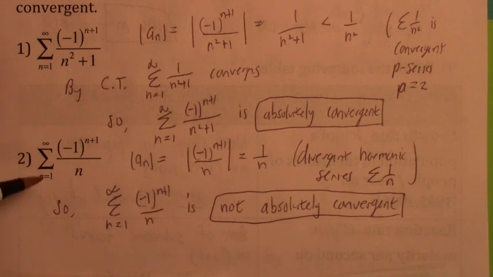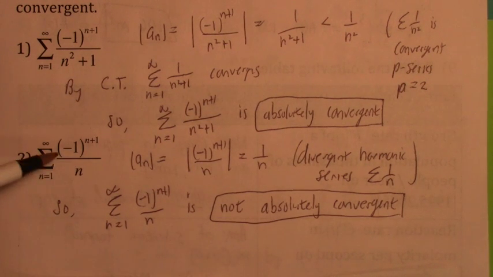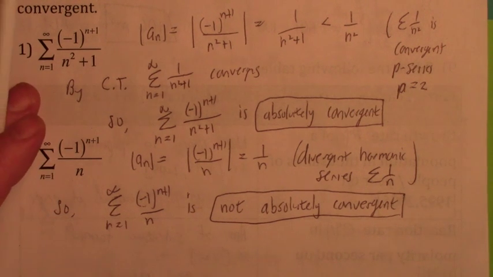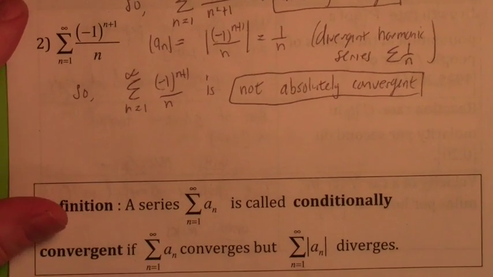You may recall in our last video, we showed that you could use the alternating series test on this. Remember, we did that. So this is an example of a series that's not absolutely convergent, but it still converges from the alternating series test. We'll come back to that in just a second. We have a name for that.